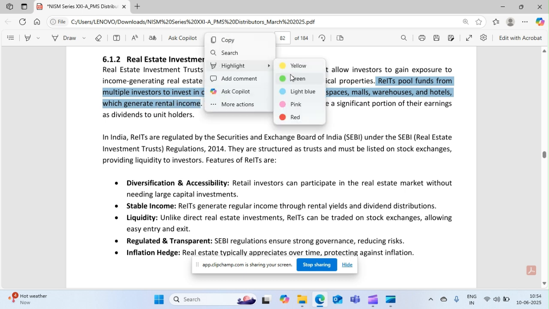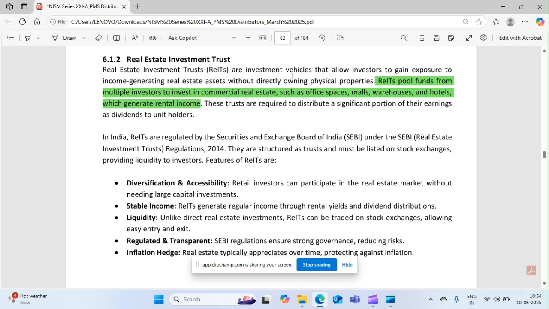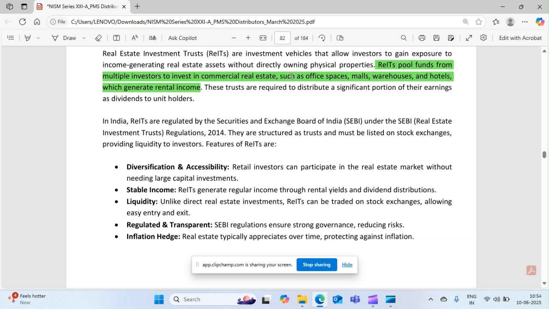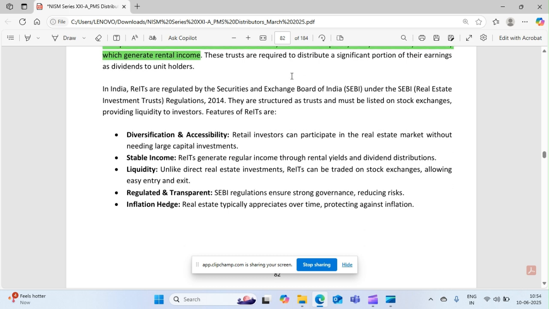So the asset class here has changed. In case of mutual fund, the asset class was shares, bonds, certificate of deposit, and all that. Here the asset class is real estate. SEBI regulates REITs in India. So you should know there could be a question in the exam which will ask who regulates REITs in India, right? Again, they bring the same kind of benefit: diversification, accessibility, stable income.